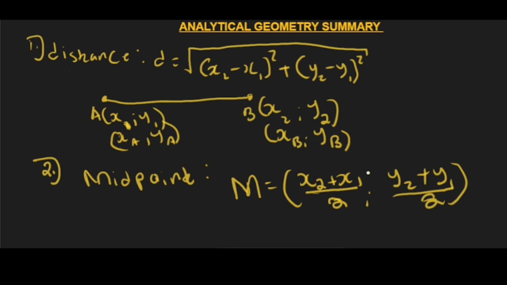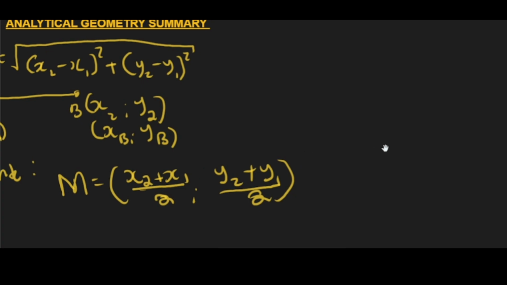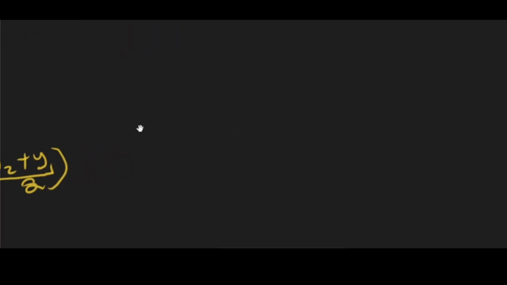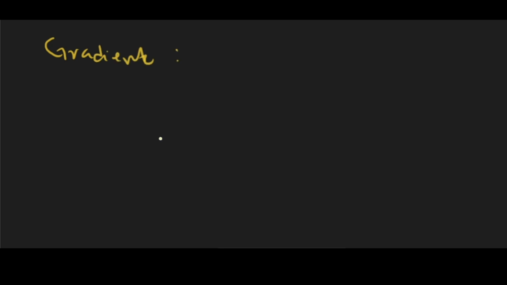Third thing that we need to know is what is known as the gradient. This is the gradient between 2 points. The gradient between 2 points is given by m, which is (y2 minus y1) all over (x2 minus x1). You would find the gradient, but in gradient there are also some things that you need to know.